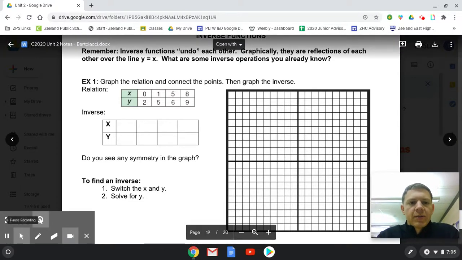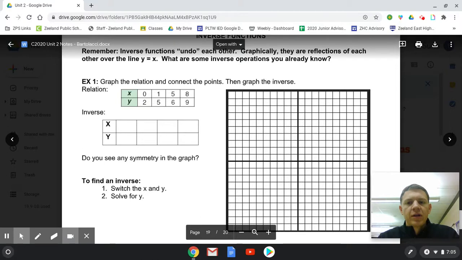If you just read that top line, it's a little covered up right now. It says, remember, inverse functions undo each other. Graphically, they reflect over the line y equals x. And then it says, what are some inverse operations you already know? Well, what are some things that undo each other? So plus and minus, add and subtract, or multiply and divide, those undo each other. Square and square root undo each other. Those are all inverse operations. We use them all the time in math when we're solving equations.